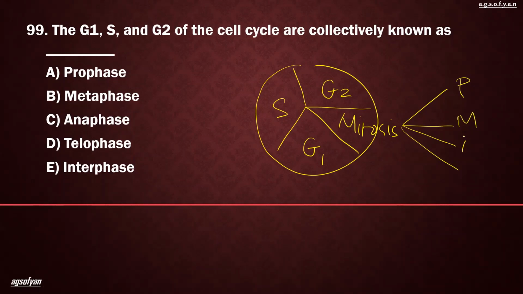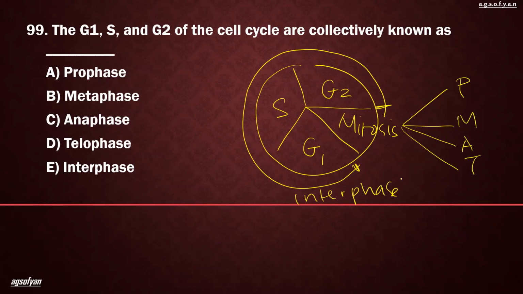Prophase, metaphase, anaphase, and telophase. The rest of the process from G1 until G2, that's when the cell is in interphase. They are growing and synthesizing. So the question is, the G1, S and G2 of the cell cycle are collectively known as interphase. Yes, that's all interphase.